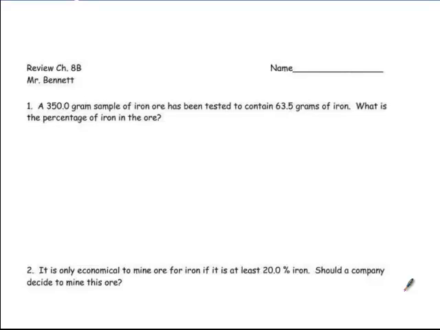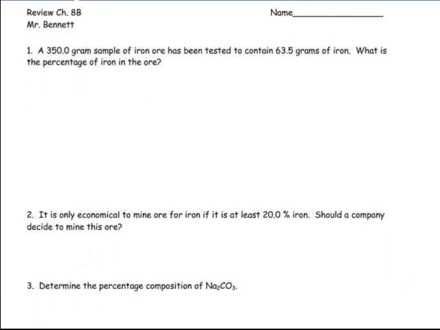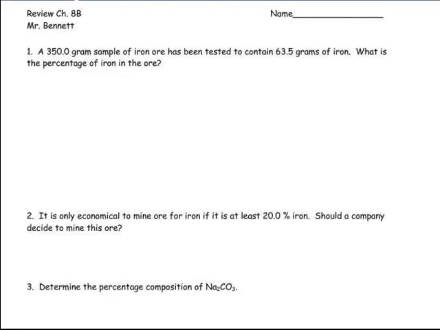All right, so here we go with our test review. Unit 4, empirical formulas, molecular formulas, hydrates, some percentages. So a 350 gram sample of iron ore. Iron ore means the rock from which the iron is mined, and it weighs 350 grams. So the iron plus the rest of the stuff, that would be the whole.